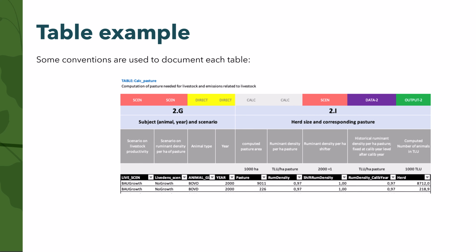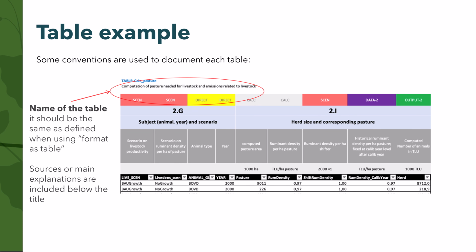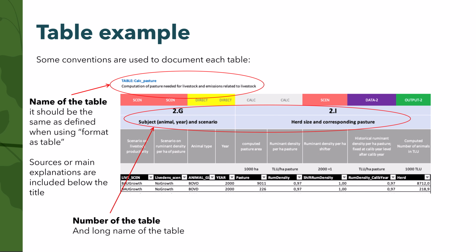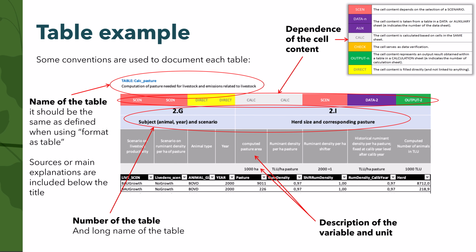Here's an example of a table in the FABLE calculator. It contains various types of information, including the table name, which is indicated in blue and should be the same as defined when using format as table. We also have the table number and its complete name, the description of the variable and unit, and finally at the top we can see where the cell contents come from. In this color-coded section we indicate where the values originate.